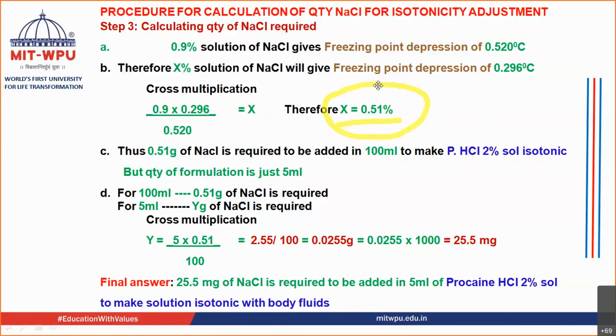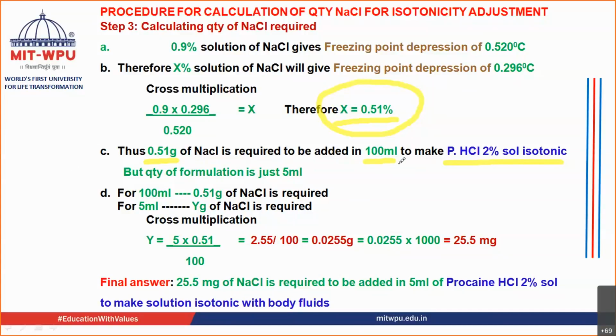Now let us calculate the quantity. Now you have to add 0.51% solution. It means 0.51 grams of NaCl is required to be added in 100 ml, because it is in percent. So 0.51 grams of NaCl is required to be added in the 100 ml to make the procaine hydrochloride 2% solution isotonic with your body fluids.